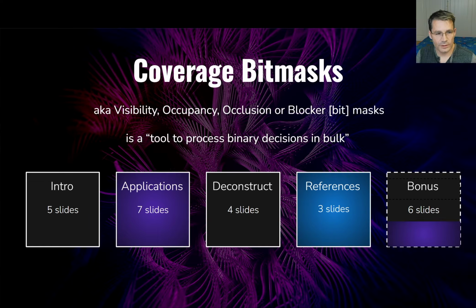So, a short overview. Some people don't call it coverage bitmasks. They call it visibility mask or occupancy or occlusion or blocker bitmask. There are multiple names for that, but they seem to be all very similar in a way. In general, it is a tool to process binary decisions in bulk, and that means more efficiently. So this is a short introduction, and I will be mentioning some applications. You will see the background of those slides will be more purple. And then I'm trying to deconstruct what those applications are doing and then have a bunch of references as well. And there are also bonus slides that have more applications and more information if you're interested.